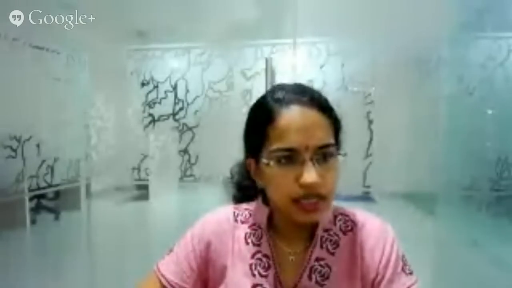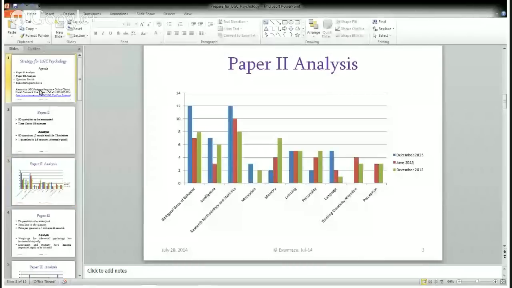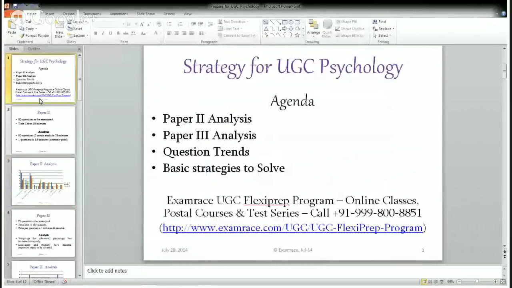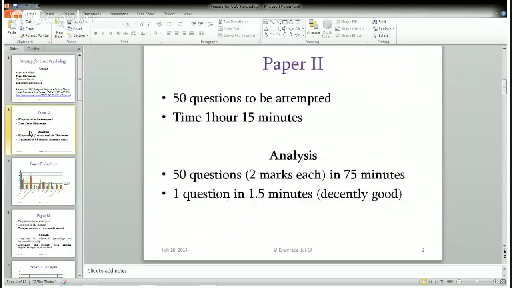Now let's understand the existing trend of the paper so that we can think about how to prepare. The exam usually consists of paper 2 and paper 3. Paper 2 has 50 questions, the duration is 1 hour 15 minutes, and the questions are 2 marks each. So you have to solve 50 questions in 75 minutes, which is around 1.5 minutes per question. That's a very decent time, so time-wise you shouldn't have an issue with paper 2.